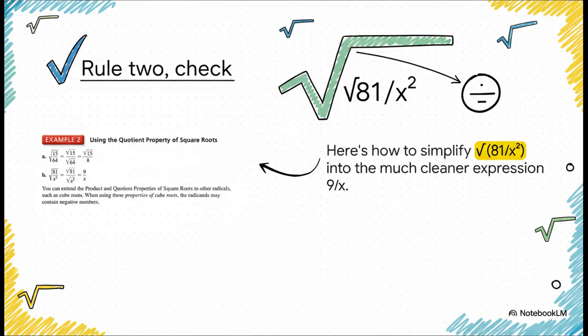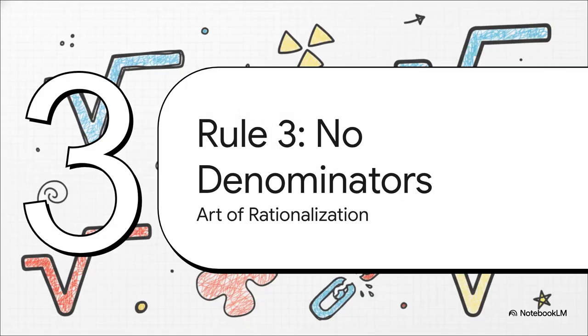We know both of those. That's just 9 over x. And just like that, the fraction inside the radical is gone. Rule 2, check. All right, we are at the final boss, the 3rd golden rule.